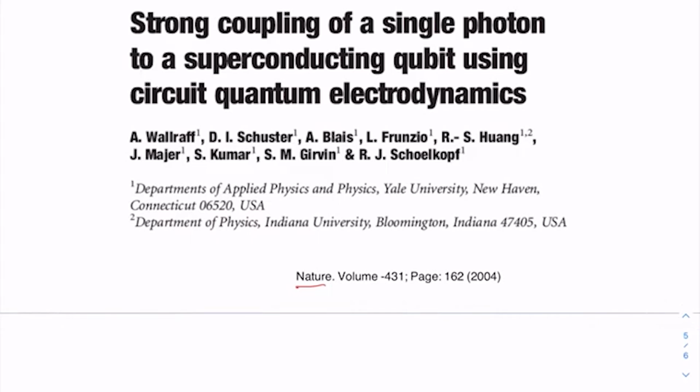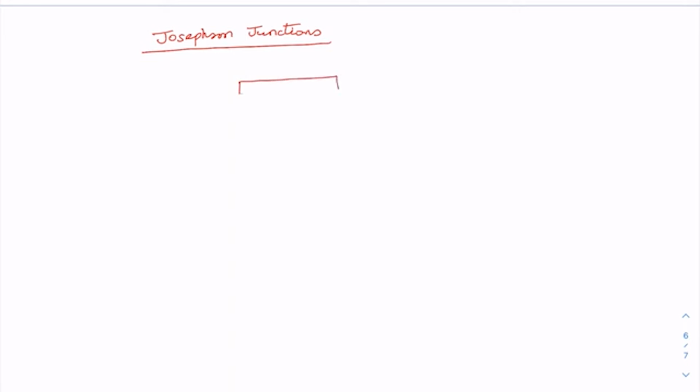Now, as I mentioned in the last class, we'll have a somewhat detailed discussion on Josephson junctions. Josephson junctions are a fundamental element in any superconducting qubit design. A junction basically consists of two superconducting electrodes, separated by a thin insulating layer. So this is the insulating layer.